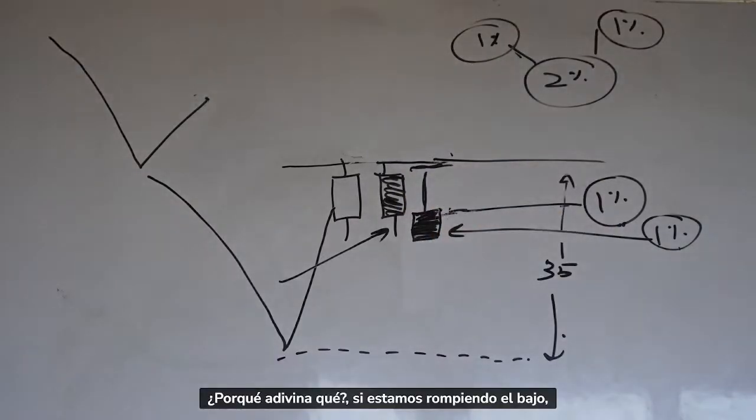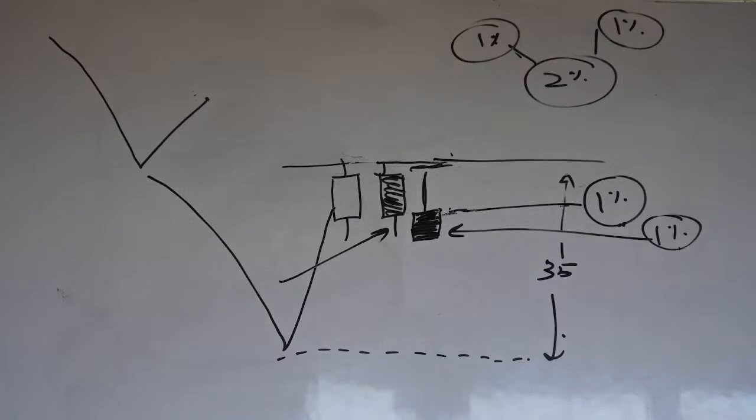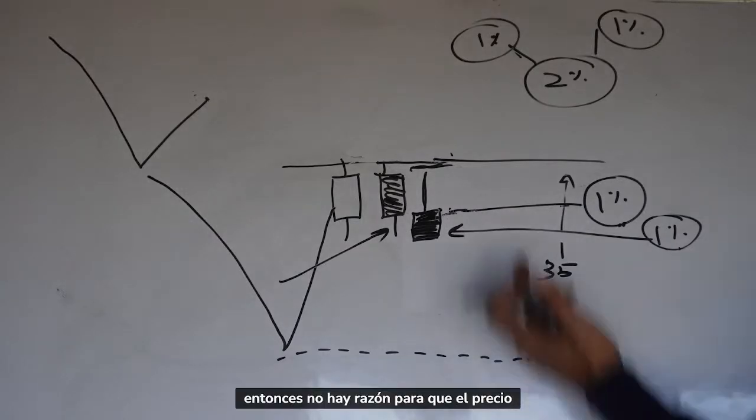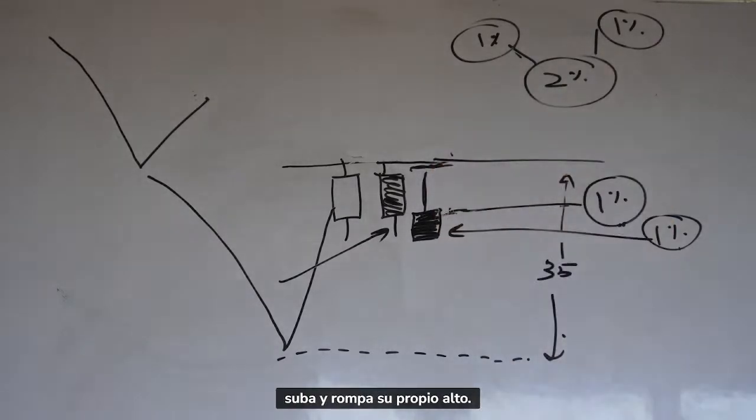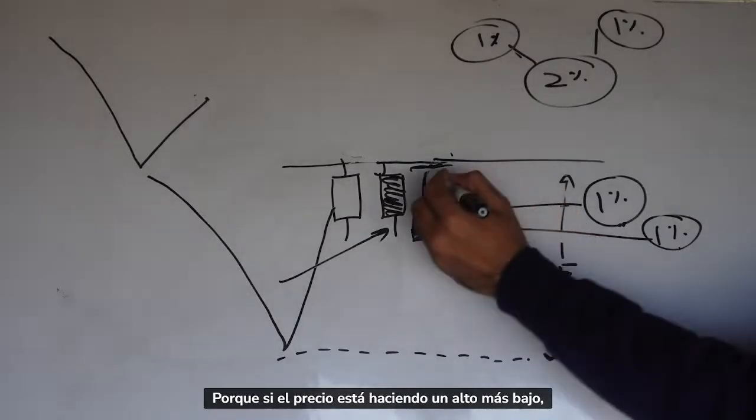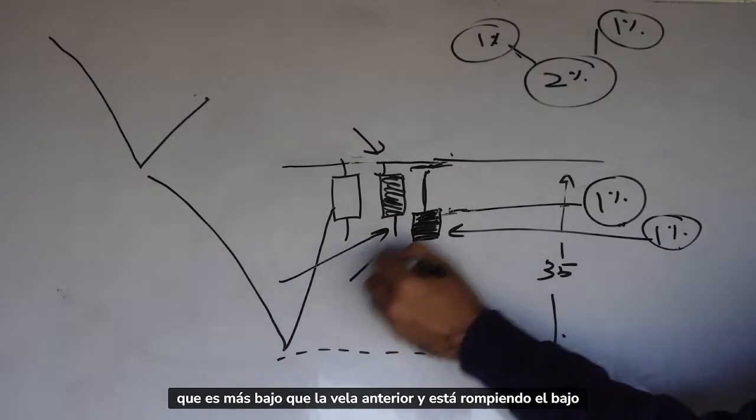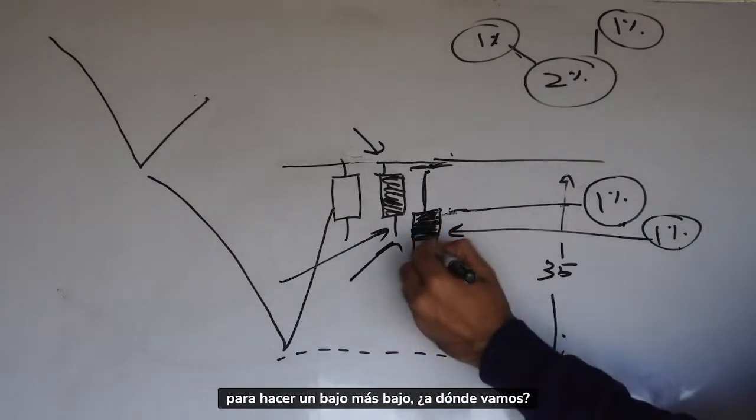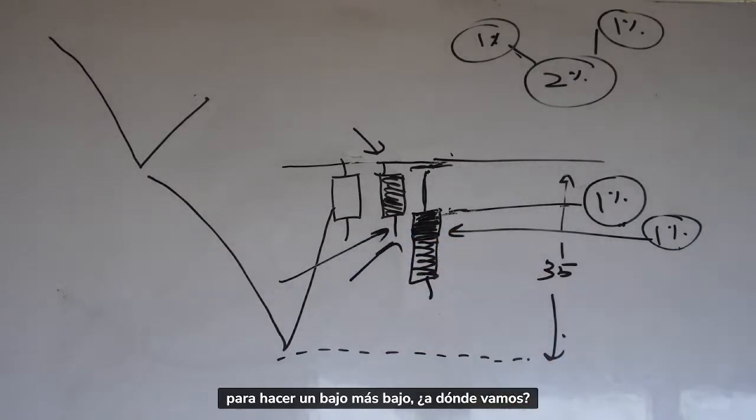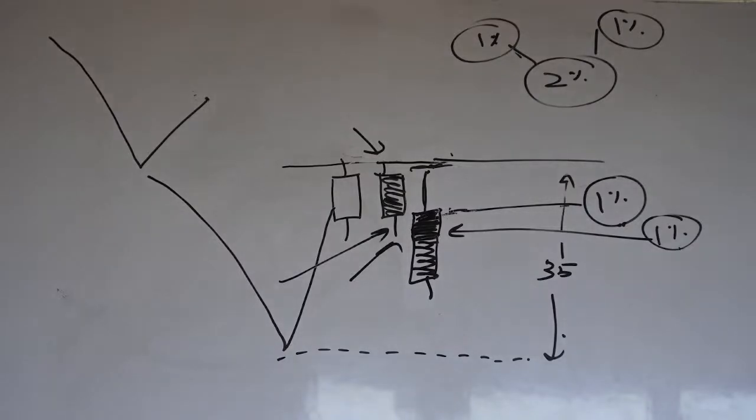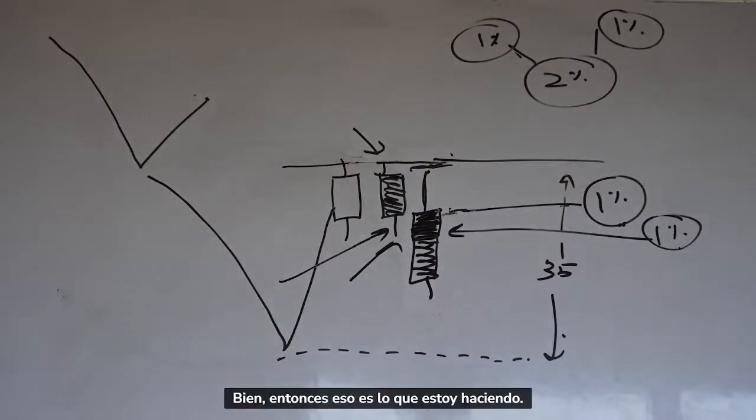Because guess what? If we're breaking the low, then there's no reason for price to come up and break its own high. Because if price is making a lower high, which is lower than the previous candle, and it's breaking the low to make a lower low, where are we going? We're going down. Okay? So that's what I'm doing.